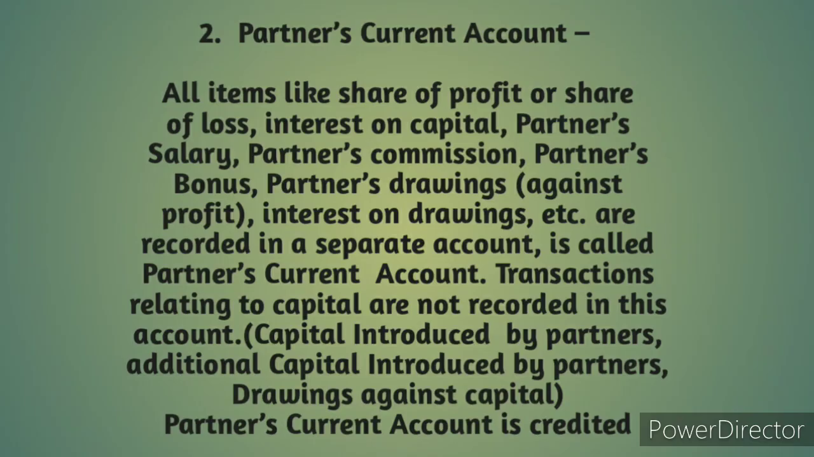All items like share of profit or share of loss, interest on capital, partner's salary, partner's commission, partner's bonus, partner's drawings against profit, interest on drawings, etc. are recorded in a separate account, and this account is called the partner's current account. Transactions relating to capital are not recorded in this account. Capital introduced by the partner, additional capital introduced by the partner, and drawings against capital are recorded in the partner's capital account. Let's see the format.